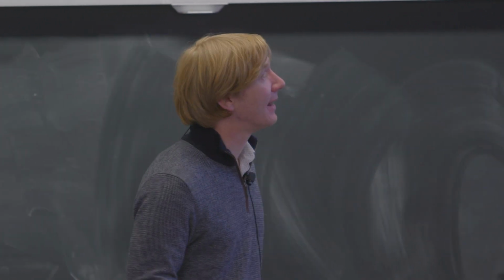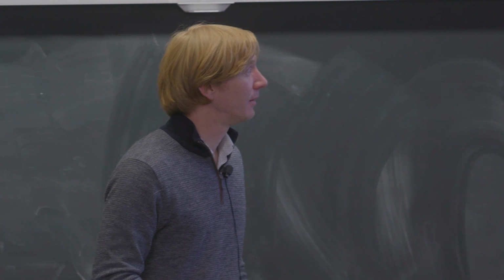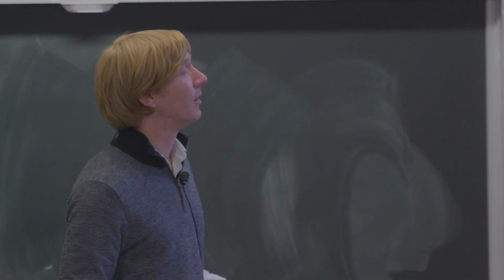And then if we add actuation, we just rerun, and a day later we have the full Pareto front for the active deformation case, where we optimize not only actuation, but also these other parameters, right? And here the actuation is just simply harmonic with an amplitude and a phase. And here it's colored by the actuation power. So you see that the higher thrust cases require more actuation power, and the more efficient cases are really the ones that are purely passive. They overlap here.